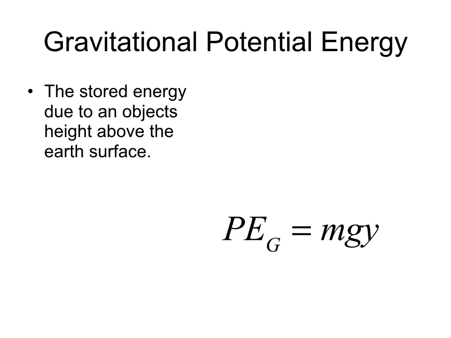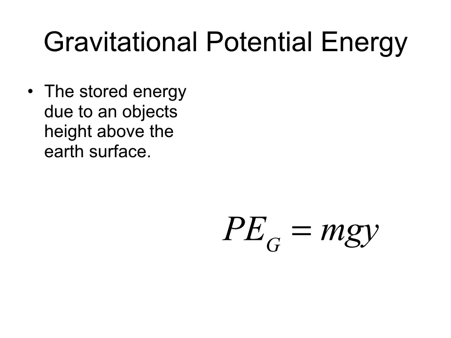Now our formula for gravitational potential energy is PE, standing for potential energy, subscript G for gravitational, and mgy, where m is our mass in kilograms, g is our acceleration due to gravity, meters per second squared, and y is our height.